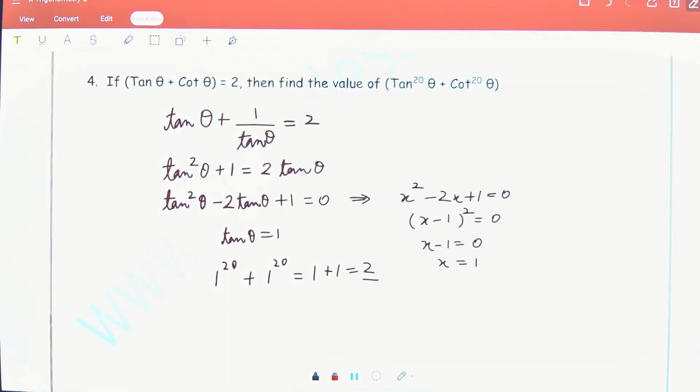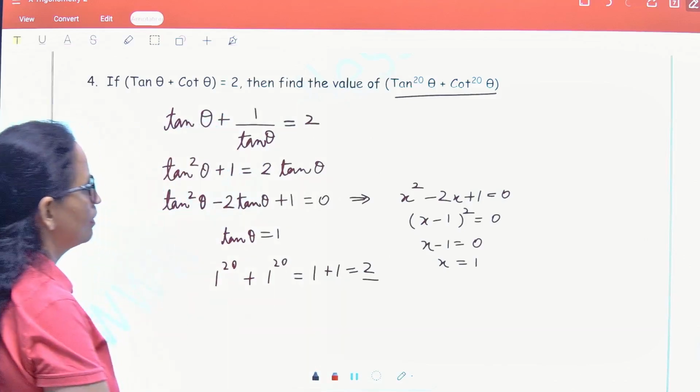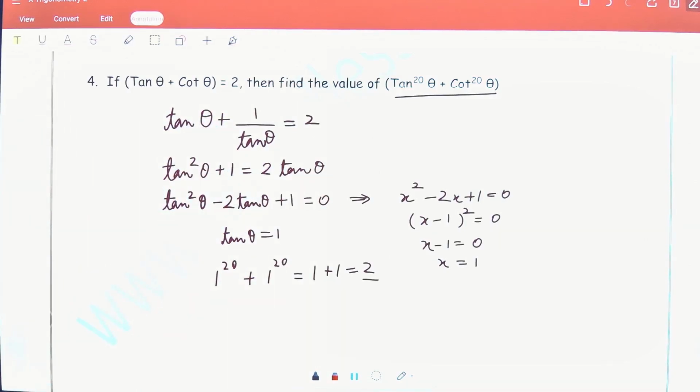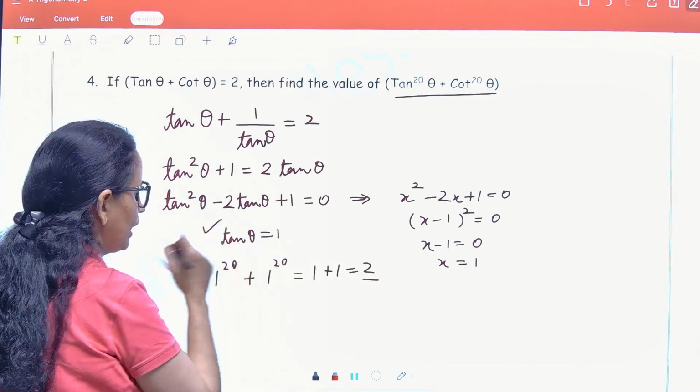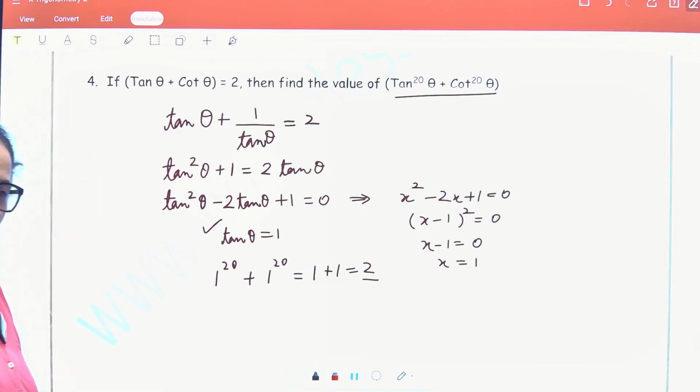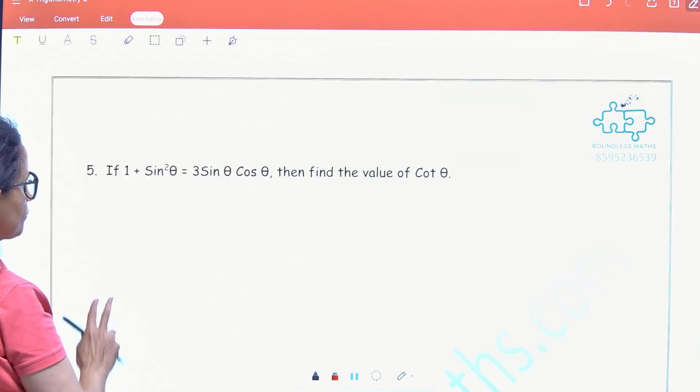Probably the first sight into the question is scary, how to find this, but it's not difficult. So you just get a quadratic equation, solve it, and you get the value of tan theta. So it is 1 plus 1, that gives you 2, right? So let's come to the next question.